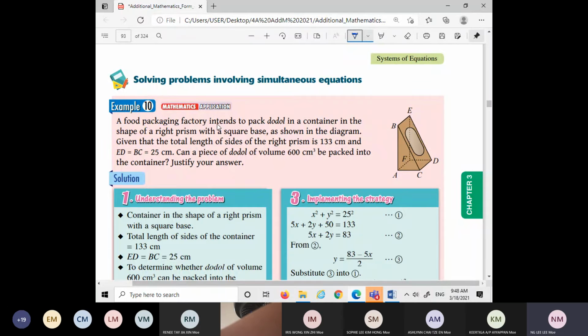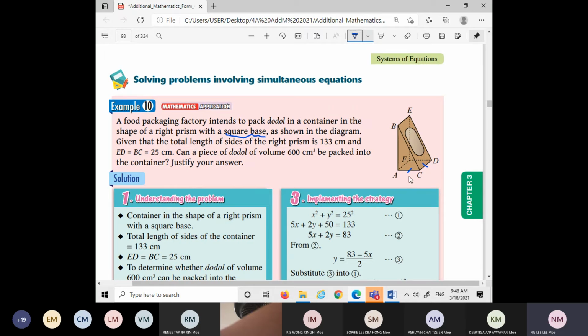Okay, a food packaging factory intends to pack dough in a container in the shape of a right prism with a square base. You may highlight this word. This is a square base, means ACDF is a square. You can mark it like this. It means the lengths of AC, CD, DF, FA are the same, as shown in the diagram.